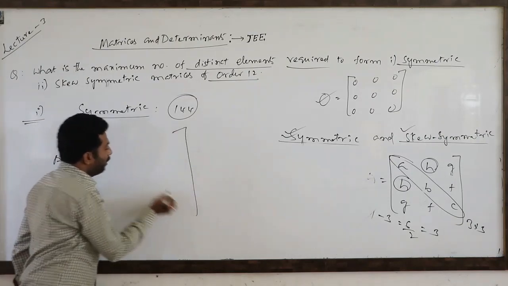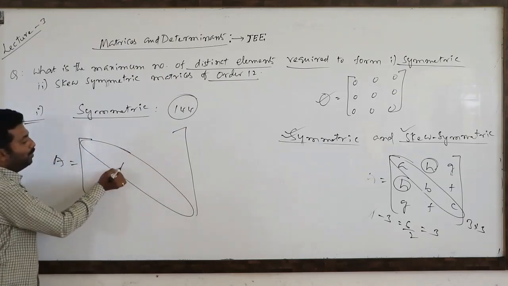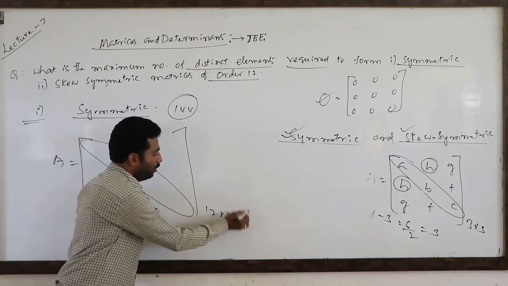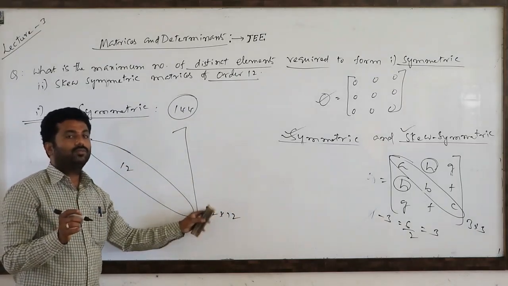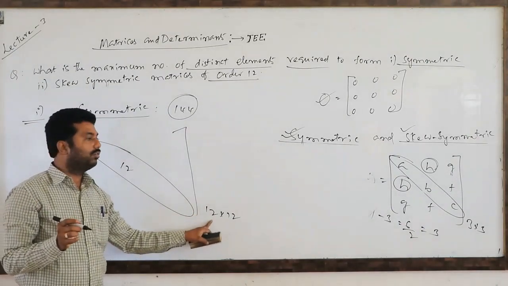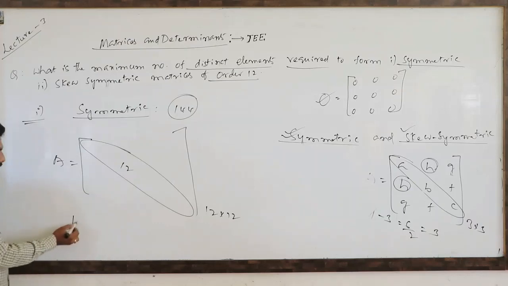how many diagonal elements are there? These are the diagonal elements. How many diagonal elements are there? Because this order is 12 by 12. You remember, order 3 by 3 means 3 diagonal elements, order 4 by 4 means 4 diagonal elements, order 10 by 10 means 10 diagonal elements, order 12 by 12 means 12 diagonal elements. So first we require 12 distinct elements.